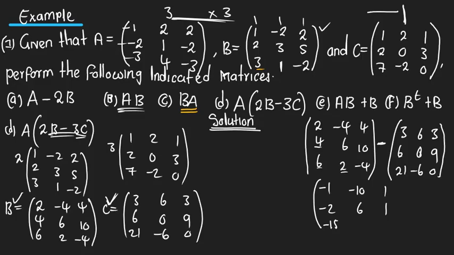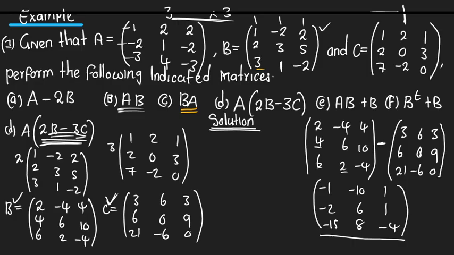2 minus negative 6, so minus multiplied by minus is positive, so it's going to be 2 plus 6, which is 8. Then minus 4 minus 0 is going to give us minus 4. So if we operate what is inside, we are getting this matrix. So now I can do the final part.